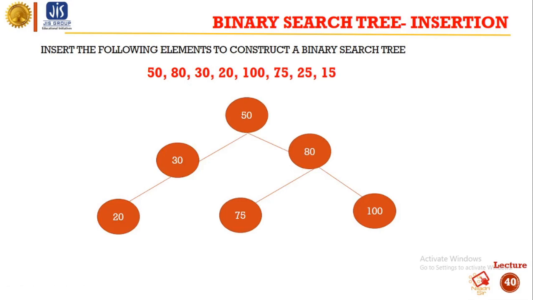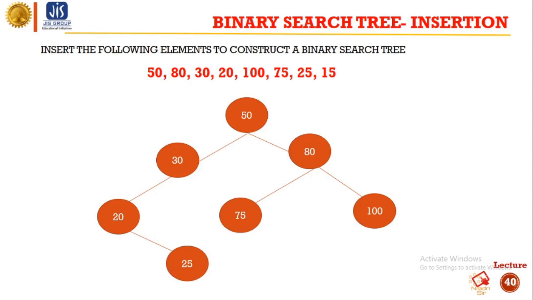The next element is 25. Again we will start from the top of the tree. 25 is less than 50, so it will go on the left hand side. On the left hand side the element is 30. 25 is less than 30, so it will be put on the left hand side of 30. On the left hand side of 30 there is another element, 20. 25 is greater than 20, so it will be placed on the right hand side of 20. So it has been placed on the right hand side of 20.